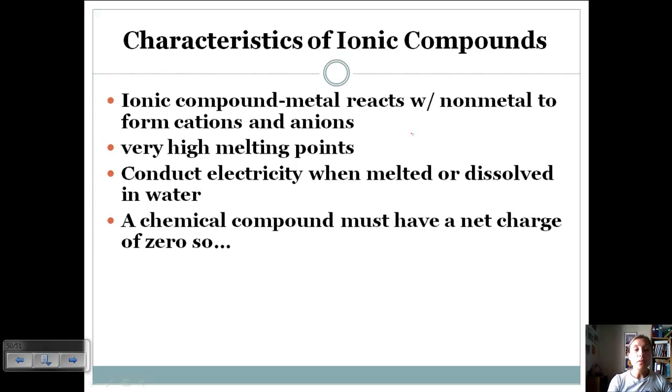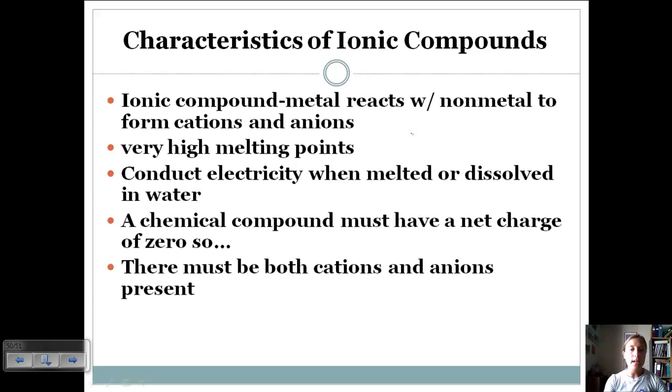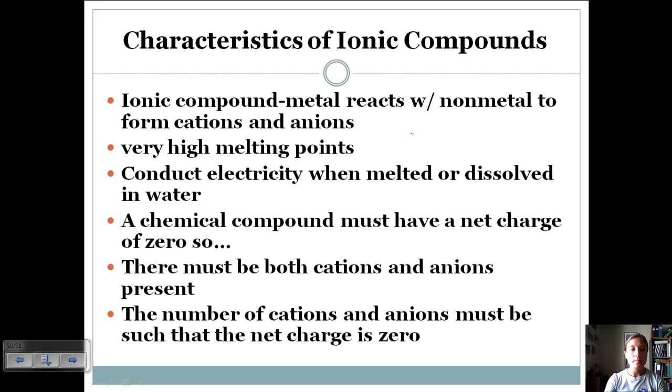Okay, we also know that a chemical compound must have a net charge of 0. Now the parts could be charged, but overall the total charge has to be 0 or neutral. So what that means is that we have to have positive charged things or cations, and we have to have negative charged things or anions. Both of those have to be present because we have to get it to be 0 at the end.